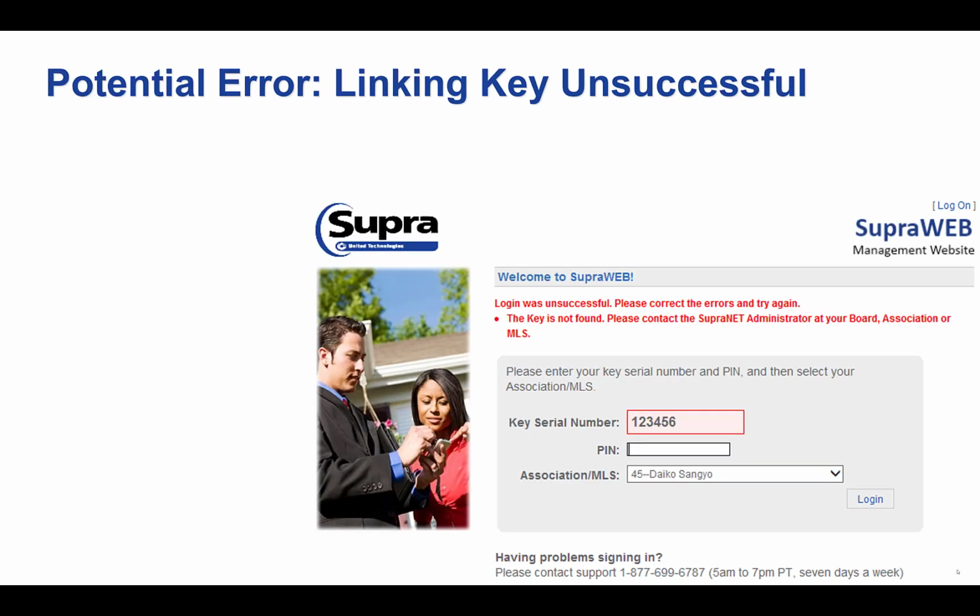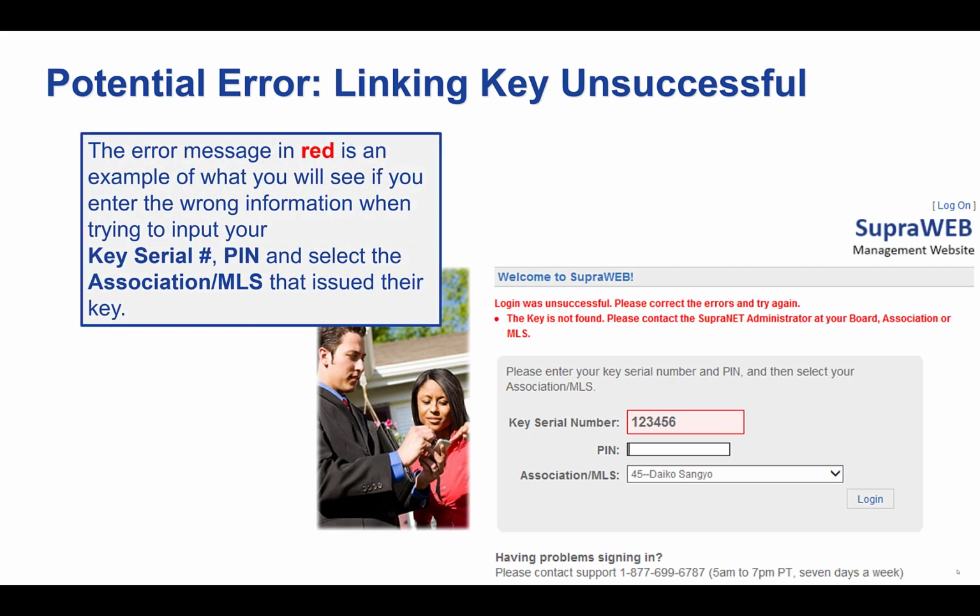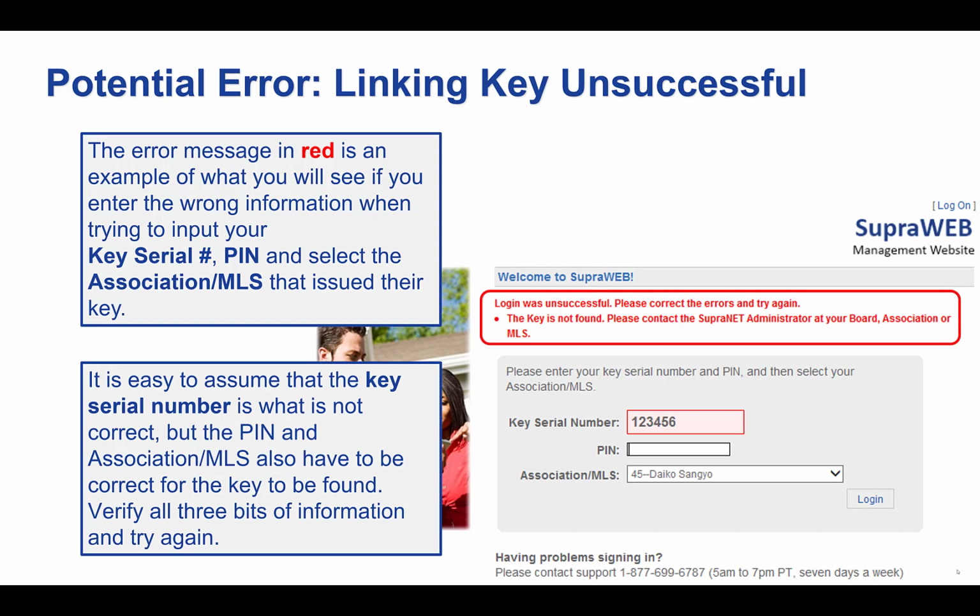If for some reason one of the 3 bits of information is not correct, it will tell you the key is not found. This means that the key number, the PIN code, or the association board or MLS selection are not correct. It can be any one of them. It's easy to assume that it's the key number and try to figure out why it's not working, but it requires all 3 pieces of information to find the key successfully. So just verify all 3 pieces of information and then try logging in again.